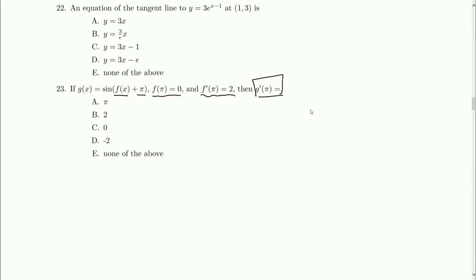Okay. So, what are we to do? How can we use this information? Well, we've got sort of a chain rule. Takes us a moment, but yeah. g of x is a function, sine, with another function, f of x plus pi, plugged in. So we could do chain rule.